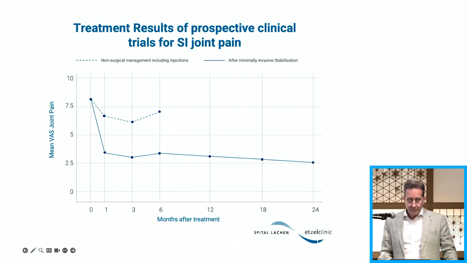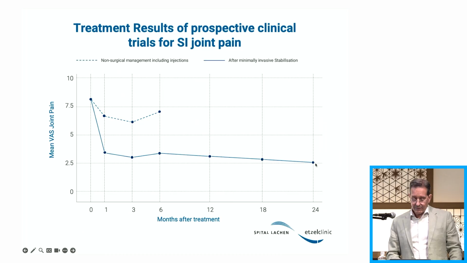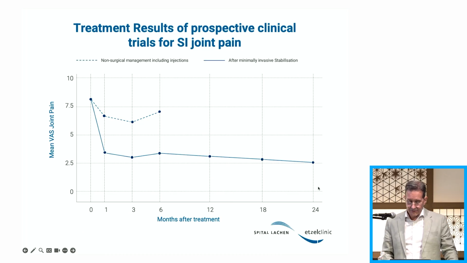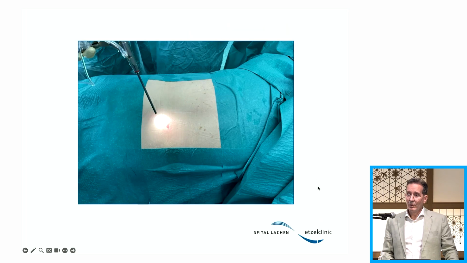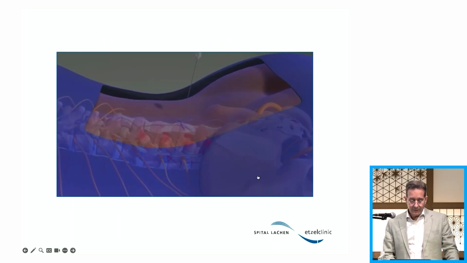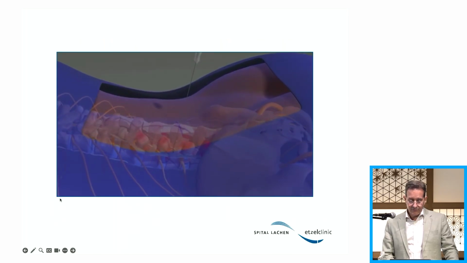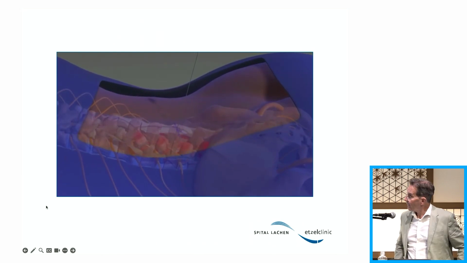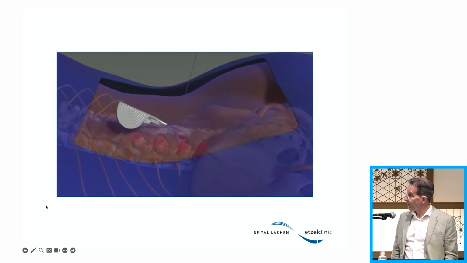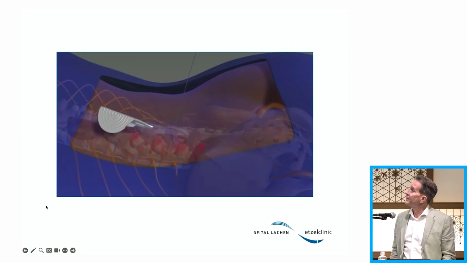And then you probably remember these from last year. We all know the results of our fusion techniques, and you see that there is remaining pain after 2 years. So what we do is we go for denervation, and we use something that we've learned from the early endoscopic treatment of facet joint pain.